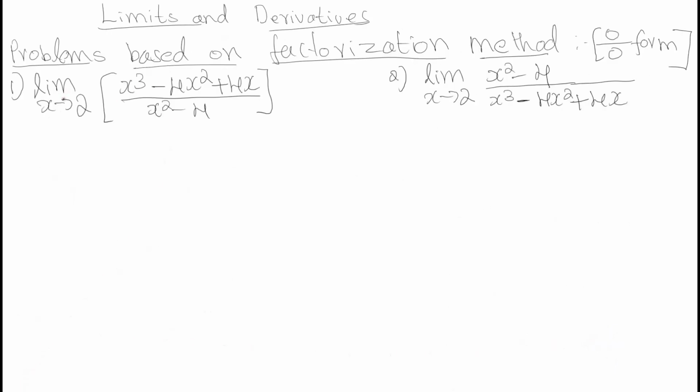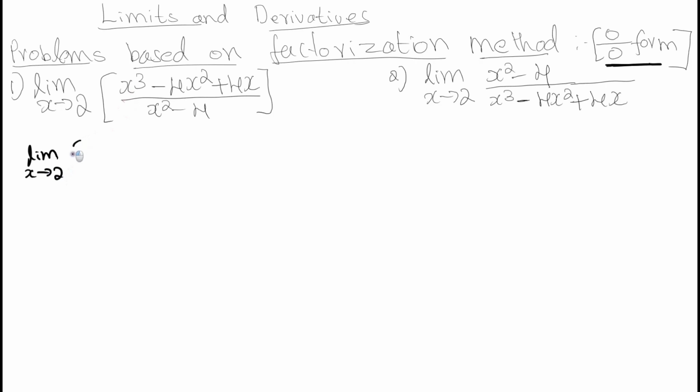The second type of problems is problems based on the factorization method. So we are using the factorization method to simplify the expression because we are getting the 0 by 0 form. So see the first question, limit x tending to 2 of x cube minus 4x square plus 4x divided by x square minus 4. Take the question, limit x tending to 2.